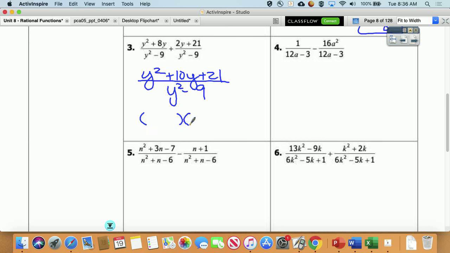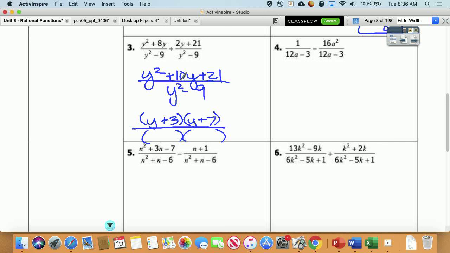So when I factor this numerator, they're both quadratic. So I'm going to get 2 binomial terms there for each one. When I factor the numerator, I can use the shortcut because there's nothing in front of this y squared. So y and y. 21 is going to be 3 and 7. Those are the factors of 21 that add to 10. You want them to add to 10.